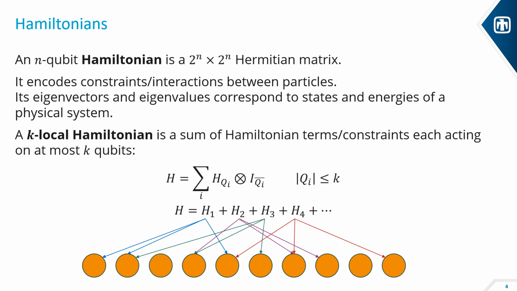In this way, Hamiltonians are the quantum version of constraint satisfaction problems. Just as in 3-SAT, here, each Hamiltonian term acts on at most k variables, but those constraints and interactions can be overlapping and lead to interesting behavior.